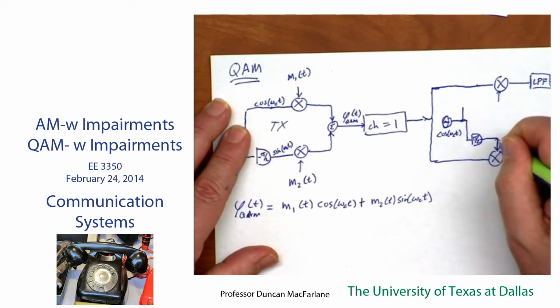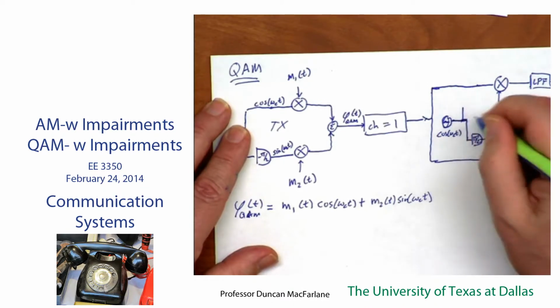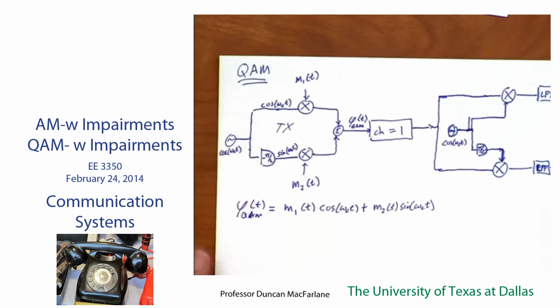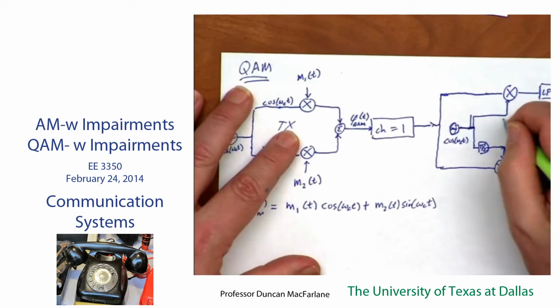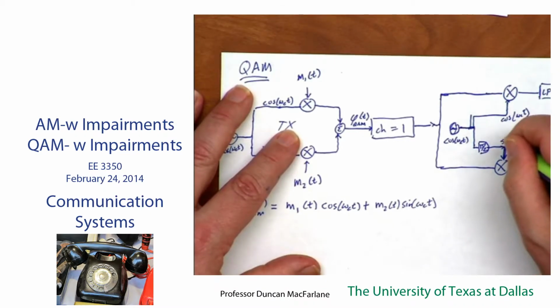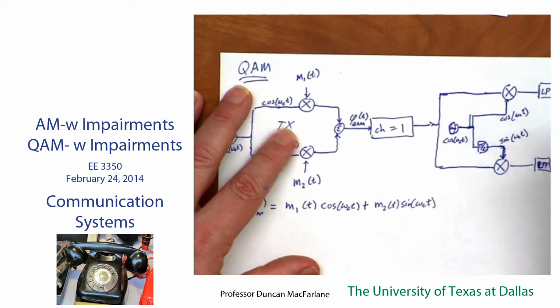Oops, I have that arrow the wrong way. That's not good. So I'll feed the cosine into that mixer, and I'll feed the sine into that mixer.